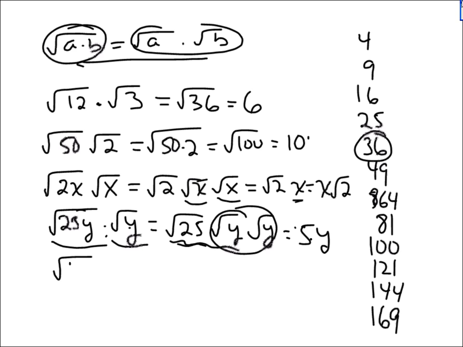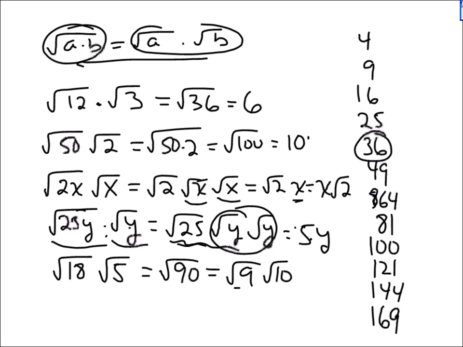If you have the square root of 18 times the square root of 5. Now, if you multiply, which is not wrong, 18 times 5, you'll get 90. But that doesn't help us. I don't know the square root of 90. So you can do it this way and say, well, the largest number on our list that goes into 90 is 9. It goes in 10 times. 9 times 10 is 90. And the square root of 9 is 3, and the square root of 10 is just square root of 10.